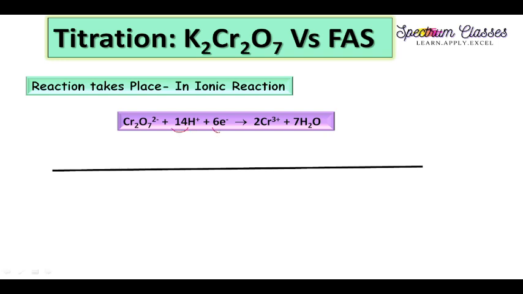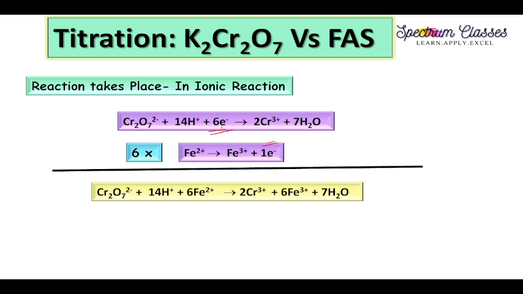We have this 14H+ and 6 electrons, 2 Cr3+ on this side. Fine, I hope you understand. Otherwise I am going to make a complete video on balancing of redox reactions. Now this ferrous Fe2+ changes to Fe3+. Multiply it by 6, because in the previous equation we have 6, but in this equation we have 1. Now on balancing these two equations we get this, and here 6 electrons are involved in equation 1, and 1 electron is involved in equation number 2.